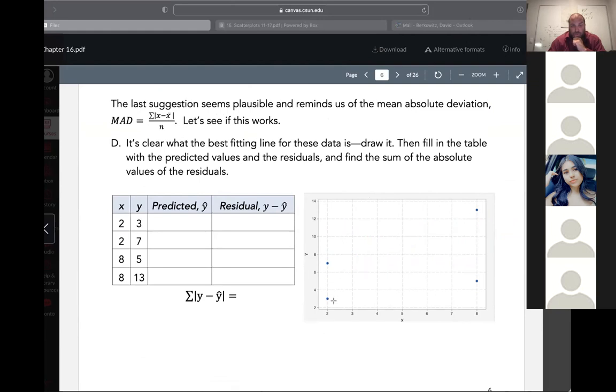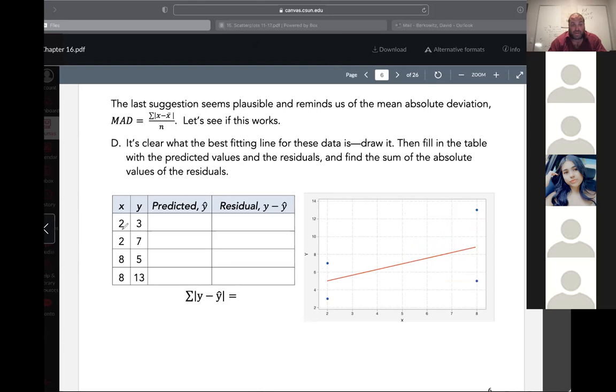So we're going to do here, this is 3, this is 7. So we're going to pick 5. And here, this is 3, this is 13. So halfway between them, 5 and 13 is 9. So I'm going to draw this as my best fit line. And what we're going to do is calculate the sum of the residuals. Let's see what we get.